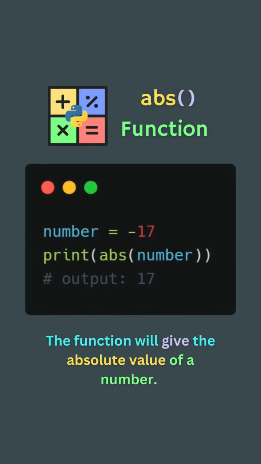The abs function is another built-in function in Python that gives the absolute value of a number. This means that if we pass in a negative number, it will return the positive value instead.